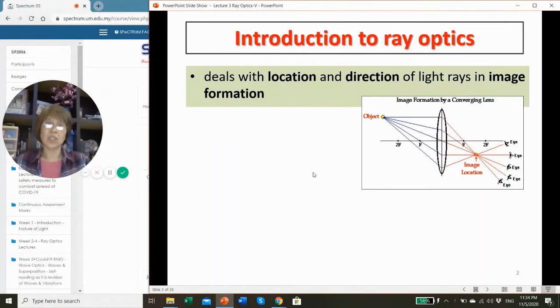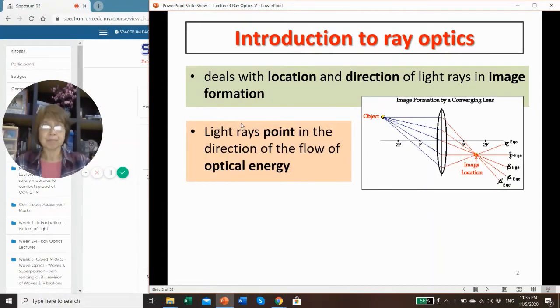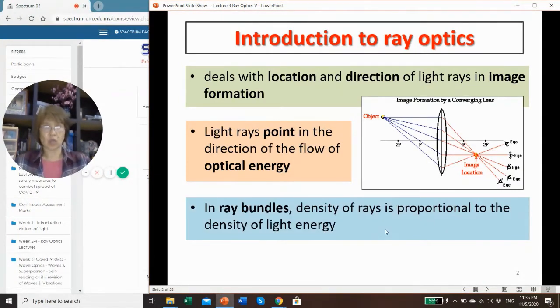Well, what is ray optics? It deals with image formation, basically following the ray, where is the light ray and what's the direction that it's taking. Now, you'll know that a light ray actually points in the direction whereby the optical energy is flowing. And when we talk about ray bundles, then we will be talking about the density of rays that will be proportional to the density of the light energy.